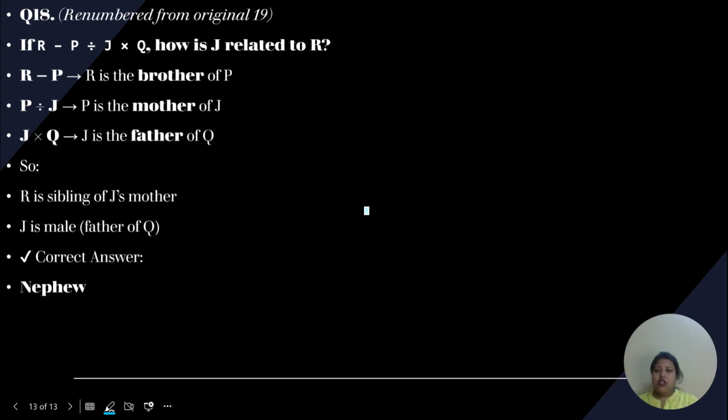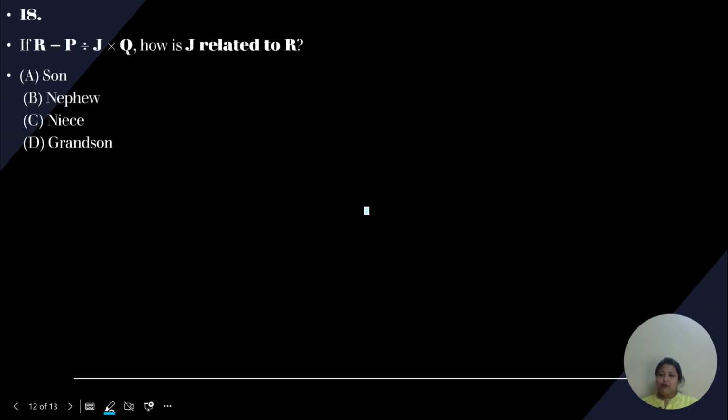Grandmother. Moving on to the last question. R minus P divided by J into Q. How is J related to R? Now we have to check it out. See, R minus P, minus means brother. R is the brother of P.